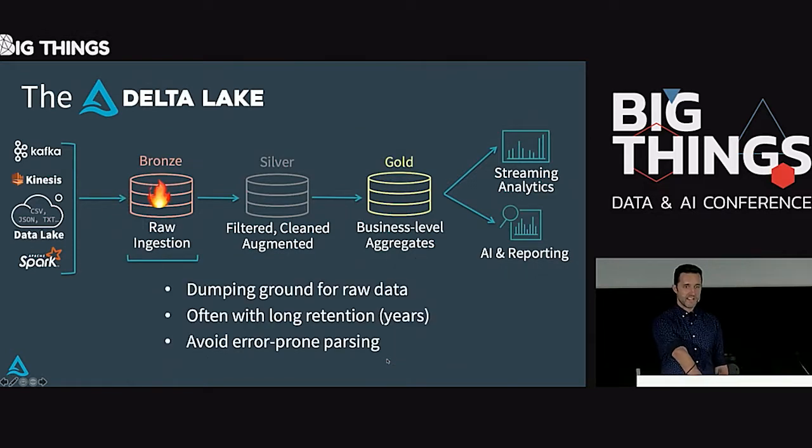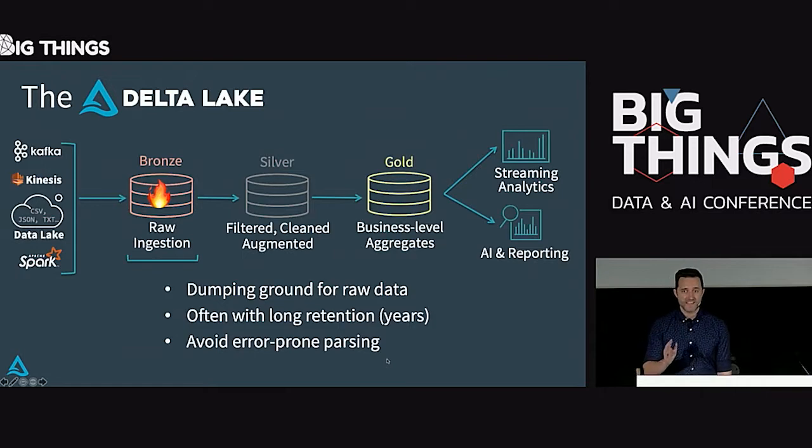So starting at the beginning, we have our bronze raw data. This is just whatever is coming out of Kafka, Kinesis, S3. People will have raw JSON stored in a column. And you might say, wait a second, why am I storing raw data? Why am I not starting by doing ETL? And one of the reasons here is there are no bugs in a parser that you don't write.